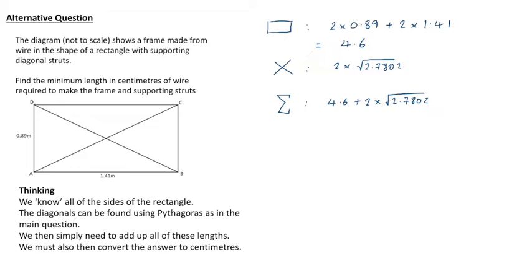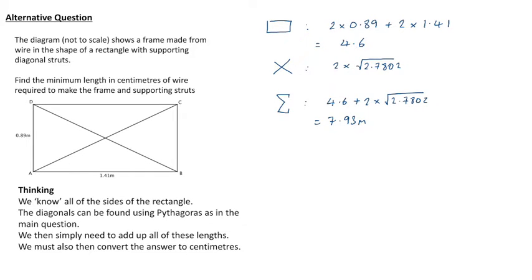And in fact when you enter that into the calculator you get 7.93 meters, and of course we have to convert that into centimeters. There are 100 centimeters in a meter, so we times by 100, which means moving the decimal point along 2 places to the right, which gives us 793 centimetres.